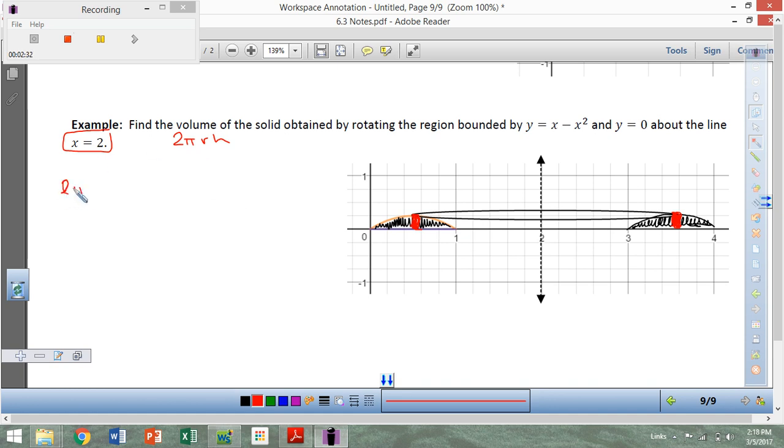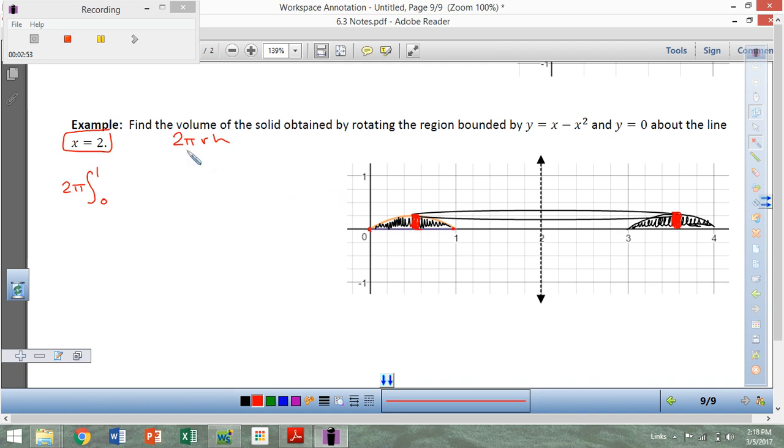So I'm going to have 2 pi times the integral from what to what? Well, where are your rectangles originally? That's what you always want to think. Originally my rectangles are from 0 to 1, and then I rotate them around. So I'm still going to go from 0 to 1.